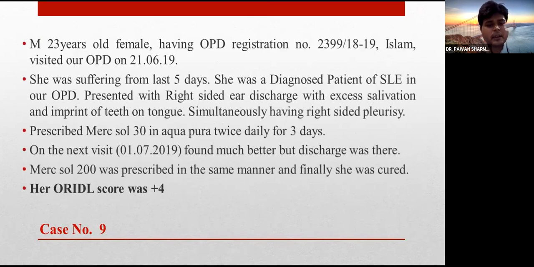This is a case suffering for the last 5 days. She was a diagnosed patient of SLE in our OPD, presented with right-sided ear discharge with excessive salivation and imprint of teeth on the tongue, simultaneously having right-sided pleurisy. Maxwell 30 was prescribed in distilled water for 3 days. On the next visit, 1st July 2019, the patient was better, no discharge, but slightly discharged there. So Maxwell 200 was prescribed in the same manner, and finally she was cured. Her original COSM score was plus 4.